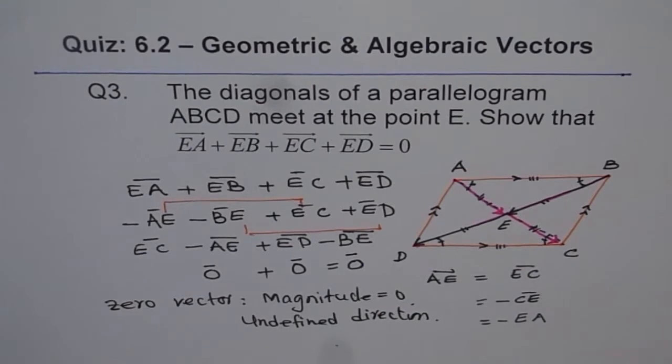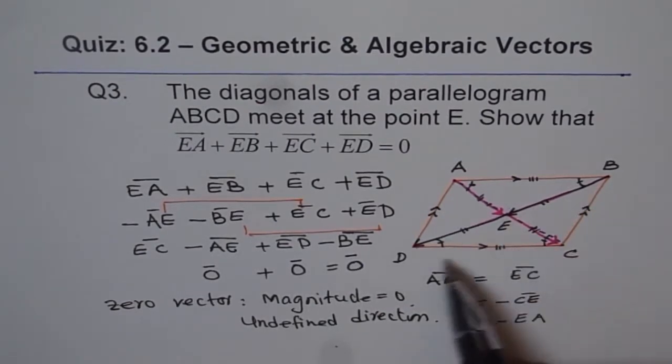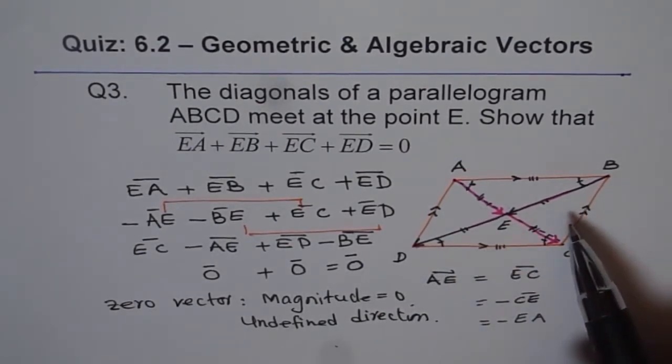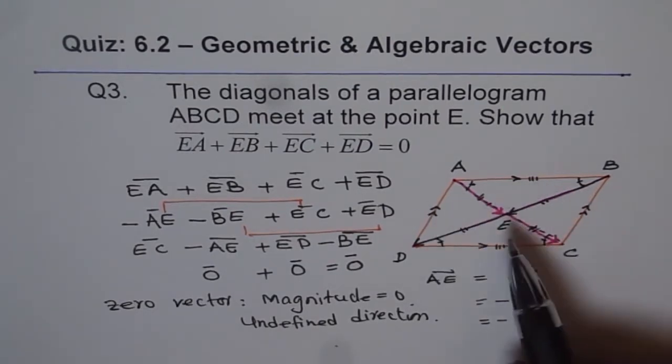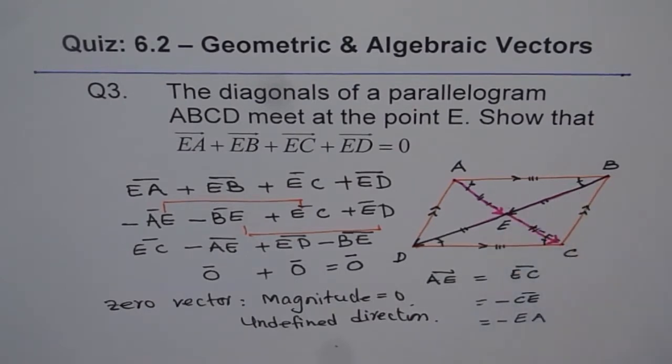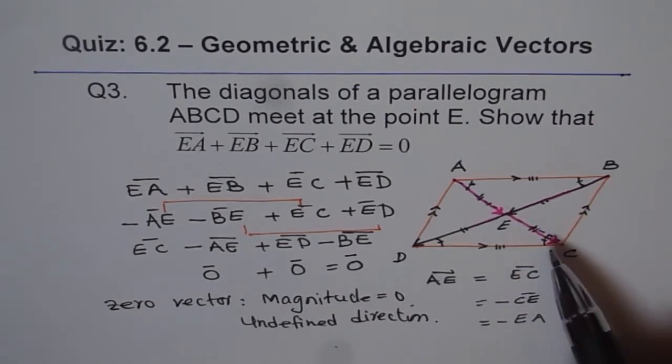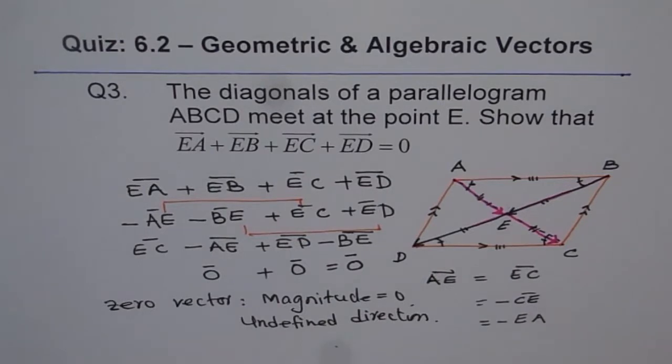So any problem where you have a parallelogram, what you have to show is that all these sides are equal, and therefore we have sets of equal vectors in a parallelogram. Sometimes the question can be asked, write down 2 or 3 sets of equal vectors in a parallelogram. So you can do this, and then you can try to prove it in this fashion.